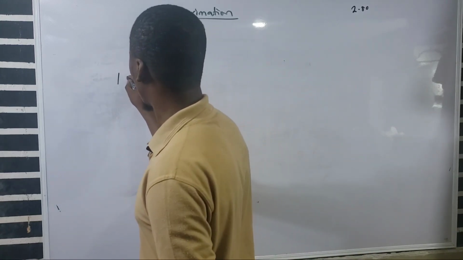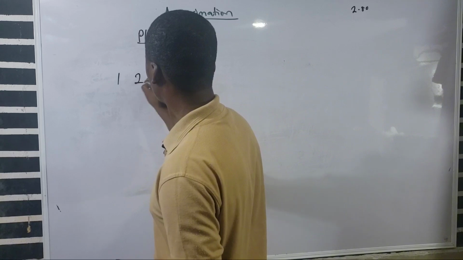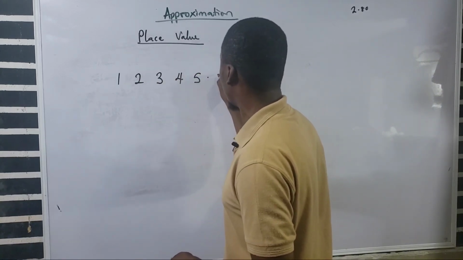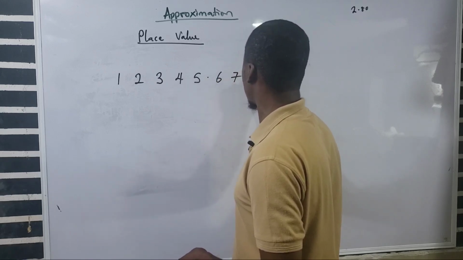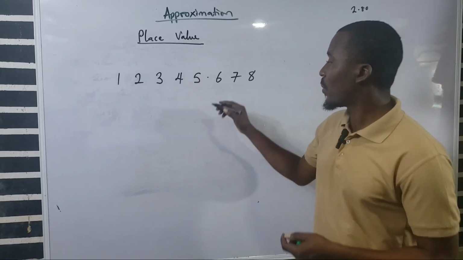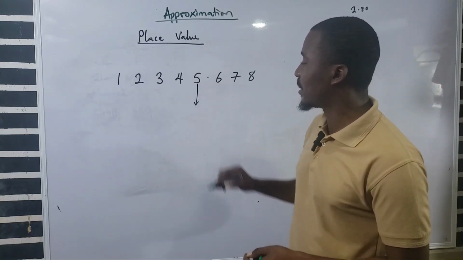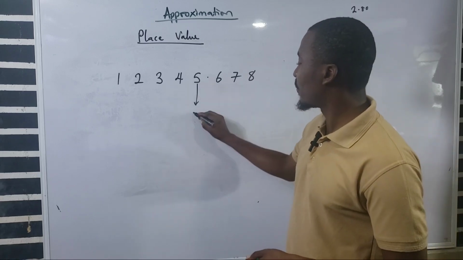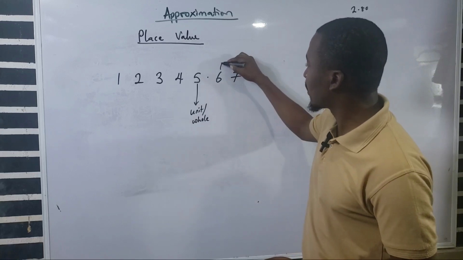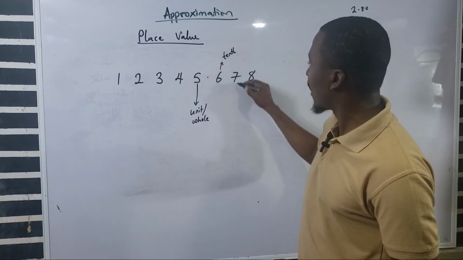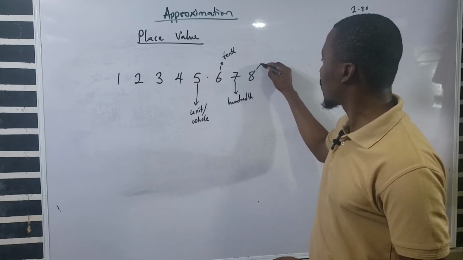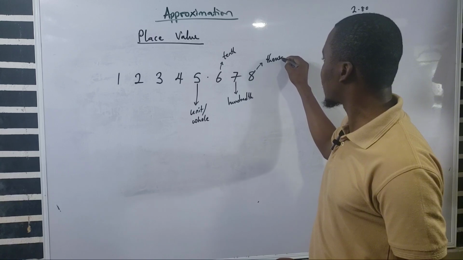For example, let me have 5.678. Let's just have a number like this. Now we need to understand the place value of each digit. The place value of this is units, or whole, this one is our tenth, this one is our hundredth, and this one is our thousandth.